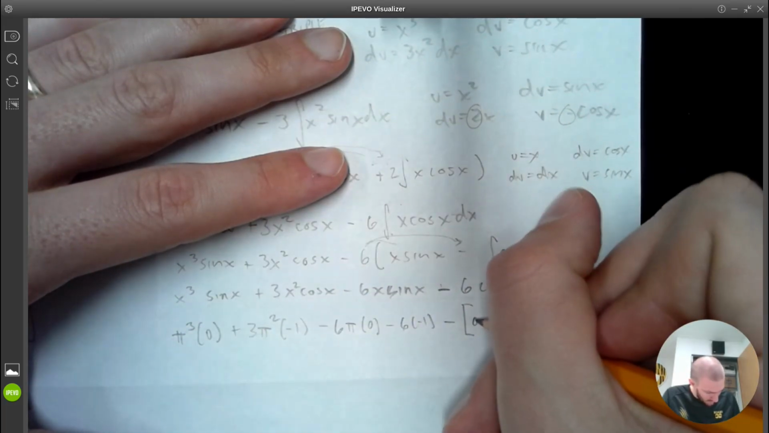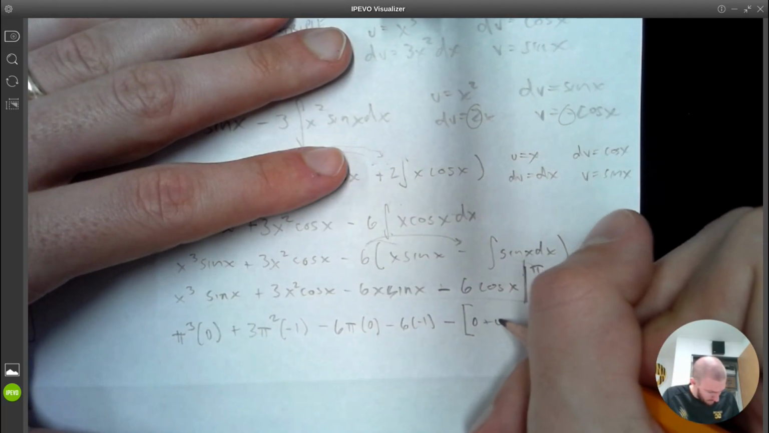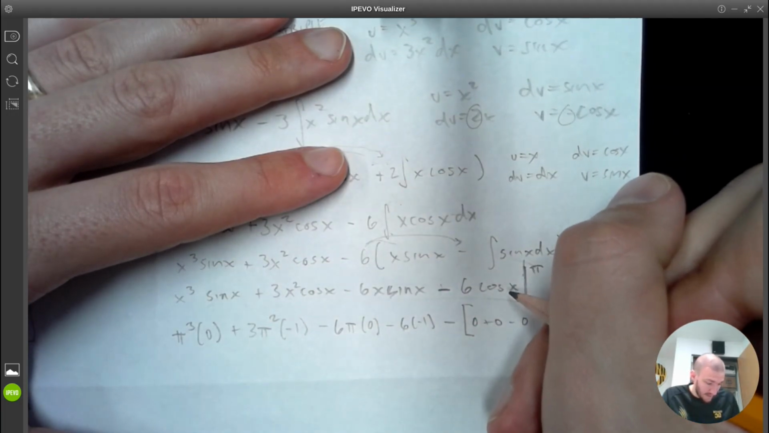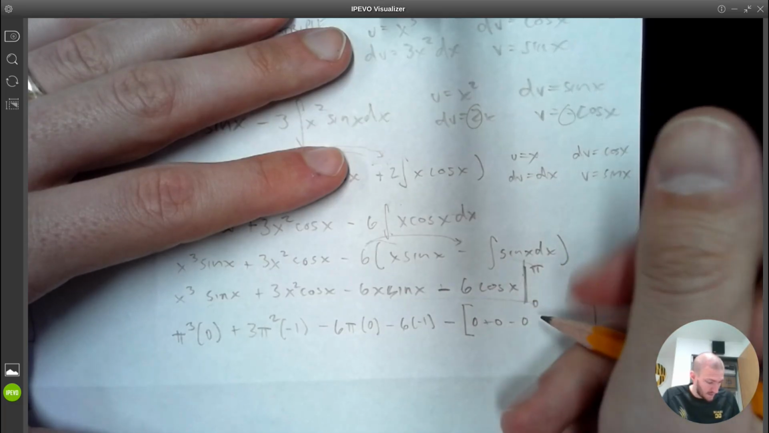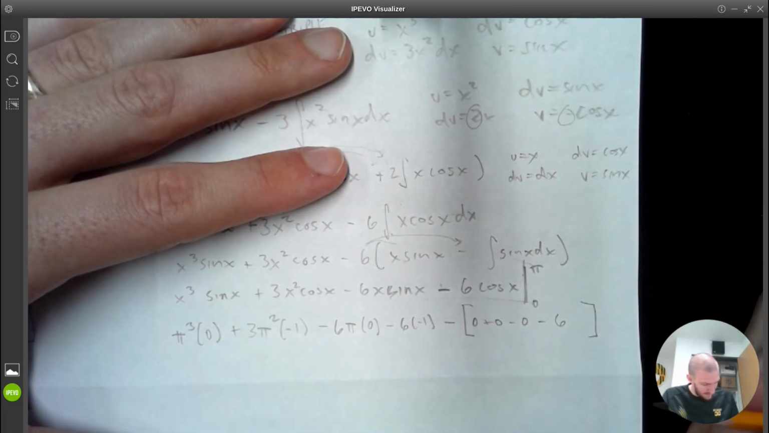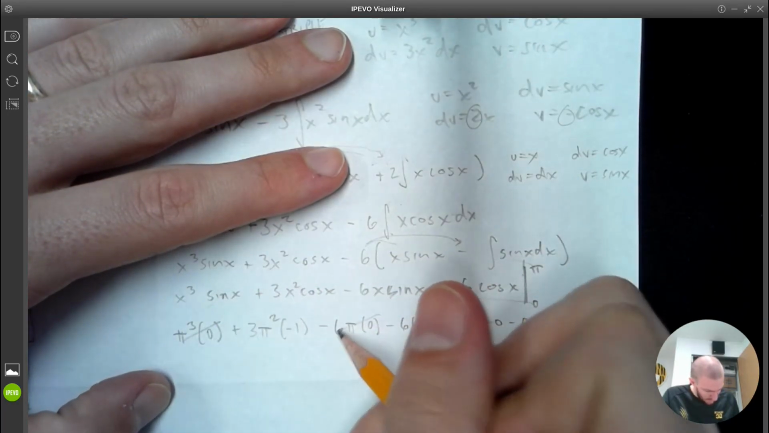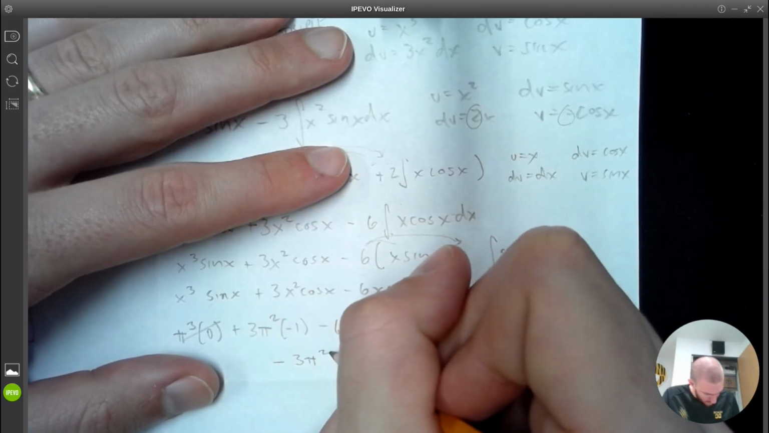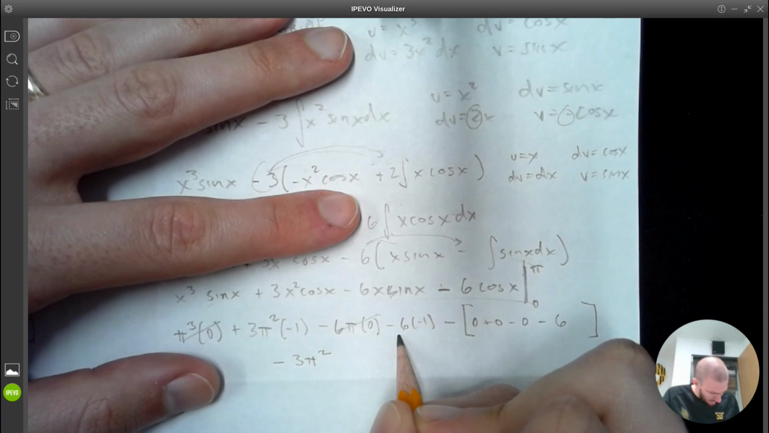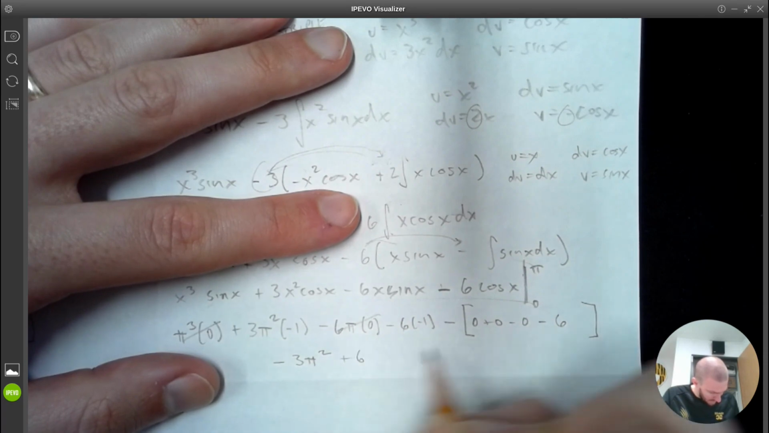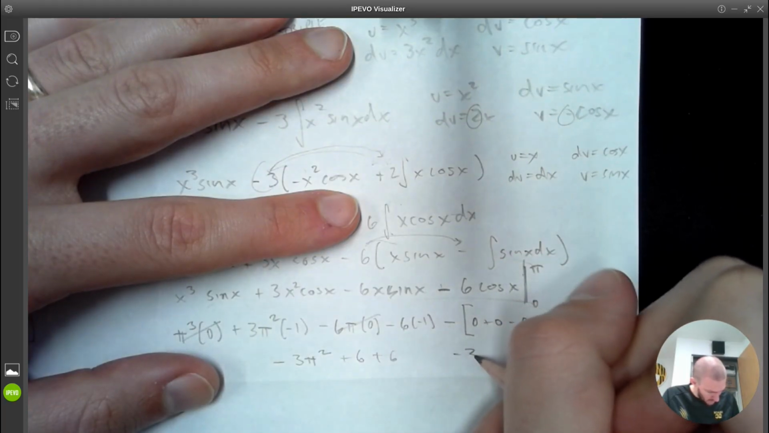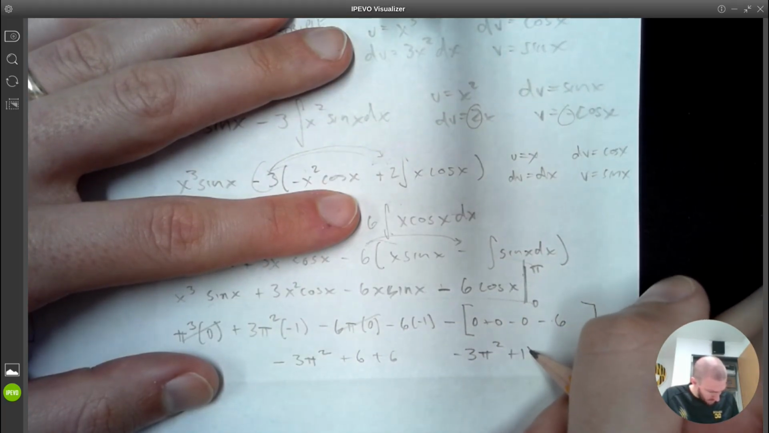Plug in a 0, 0. Plug in a 0, 0. Plug in a 0, 0. Plug in a 0. The cosine of 0 is 1. Minus 6. This is gone. This is gone. Okay, I've got negative 3 pi squared. And then I've got positive 6, and I've got positive 6. Negative 3 pi squared plus 12.